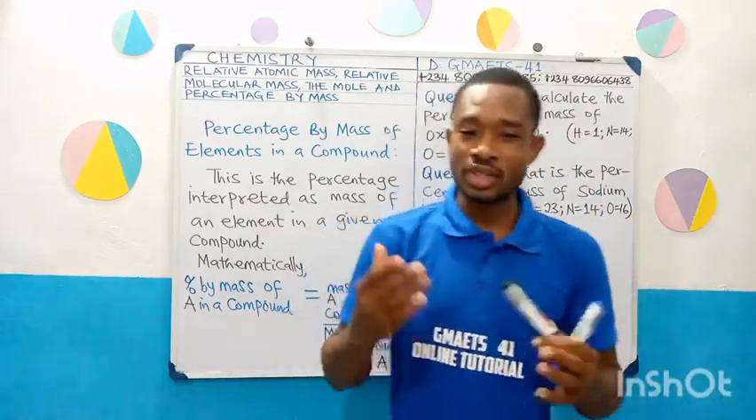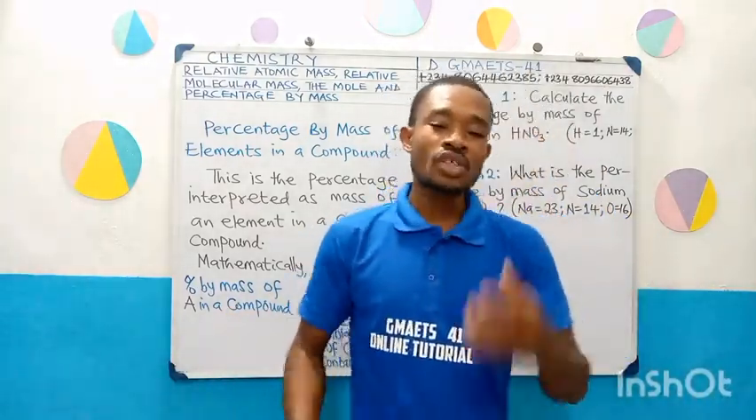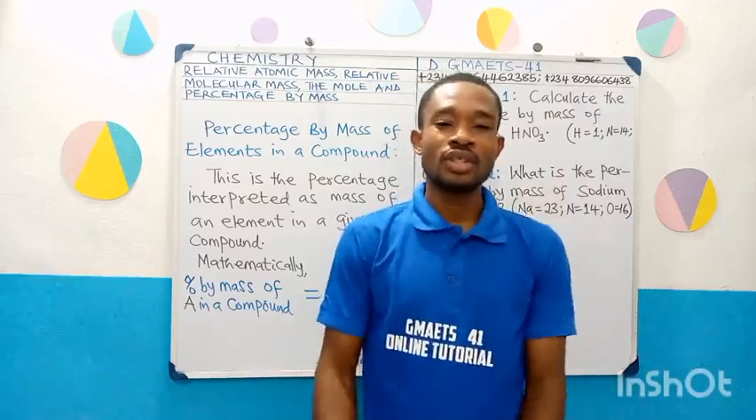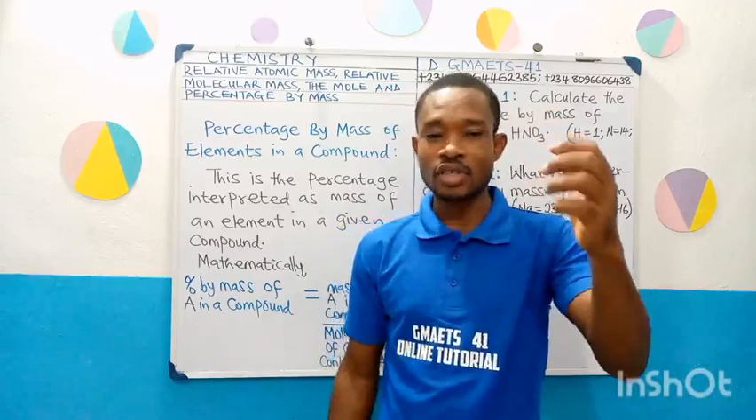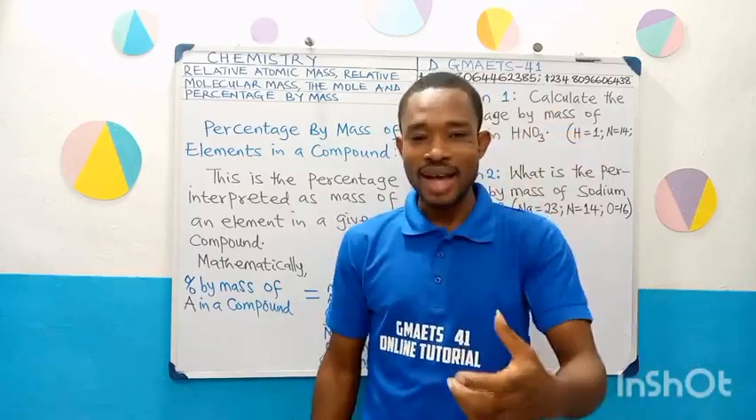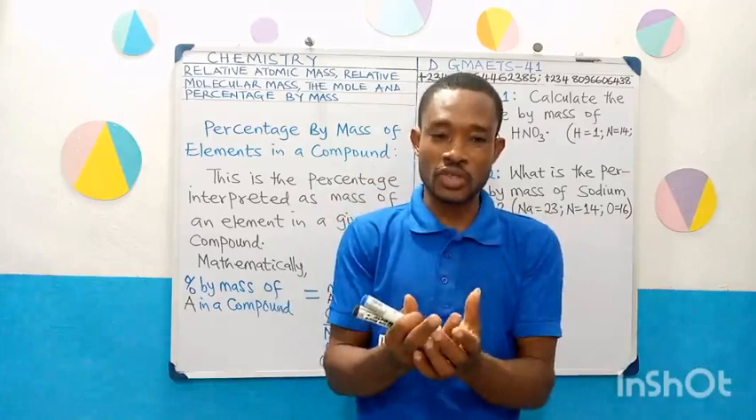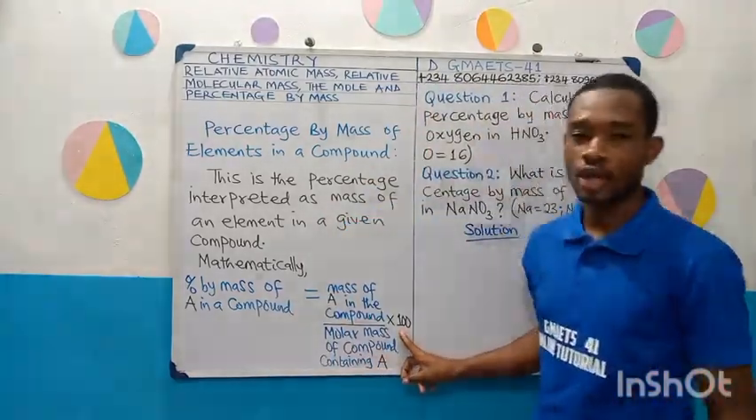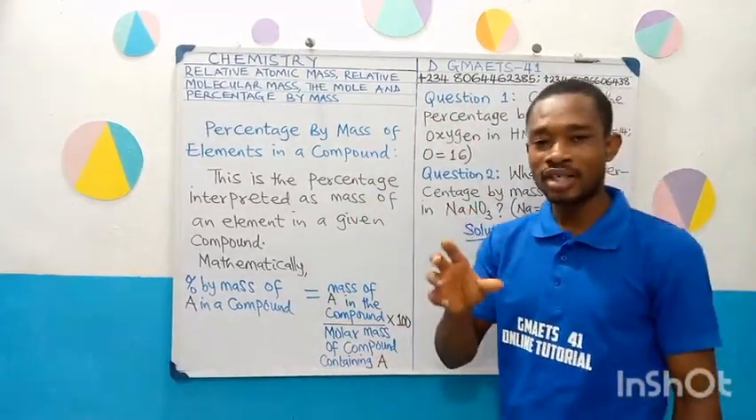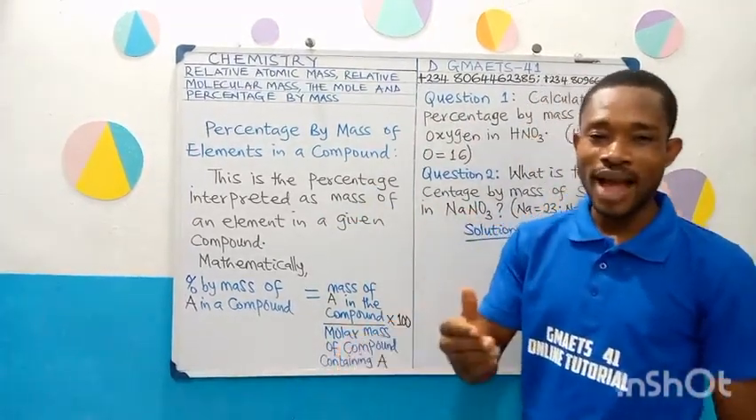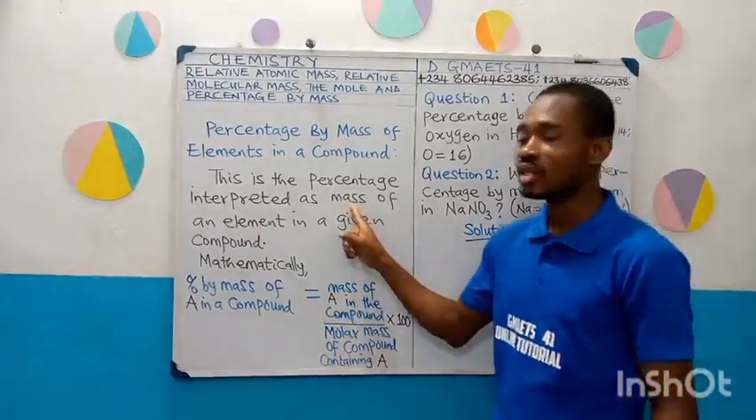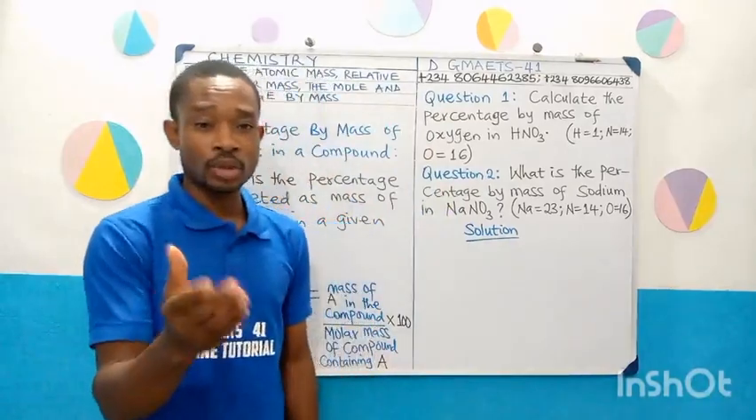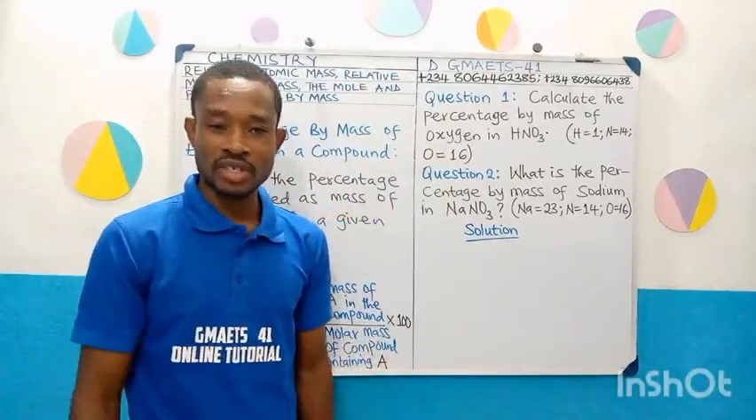Let us assume I give you tetraoxosulfate 6, and I ask you what is the percentage by mass of sulfur in that compound. It will simply be the mass of sulfur divided by the mass of tetraoxosulfate 6 as a compound. Then you multiply it by what? 100. That will give you the percentage by mass of sulfur. And that percentage by mass, in that case, is interpreted as the mass of that element, which in this example is sulfur in tetraoxosulfate 6.